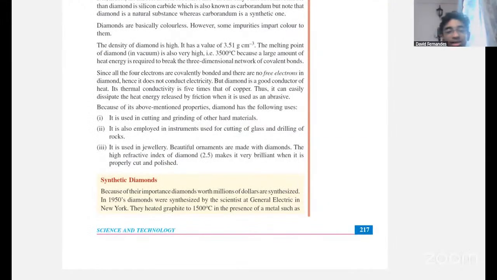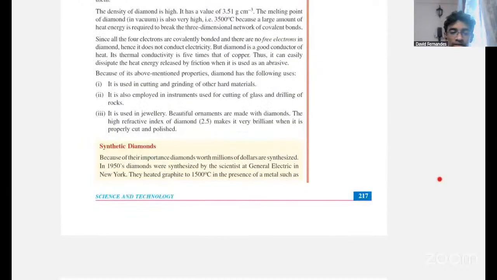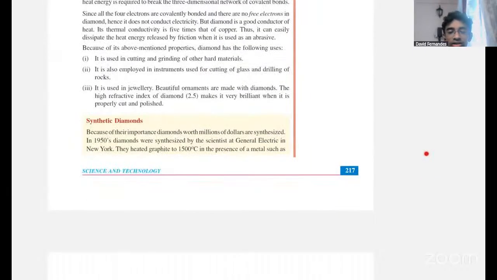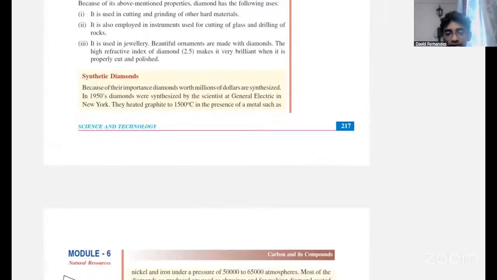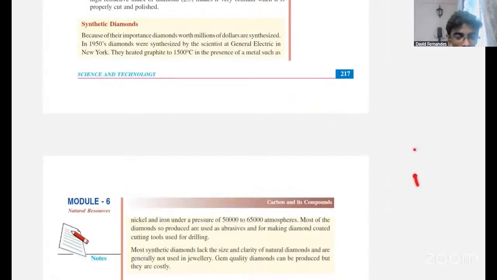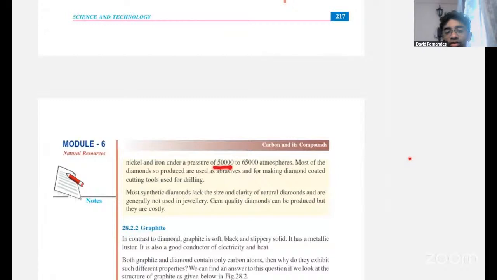Synthetic diamonds. Because of their importance, diamonds worth millions of dollars are synthesized. In the 1950s, diamonds were synthesized by the scientists at General Electric in New York. They heated graphite to 1500 degrees Celsius in the presence of metals such as nickel and iron under a pressure of 50,000 to 65,000 atmospheres.